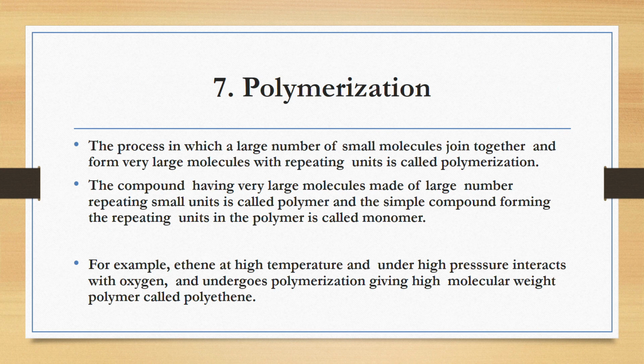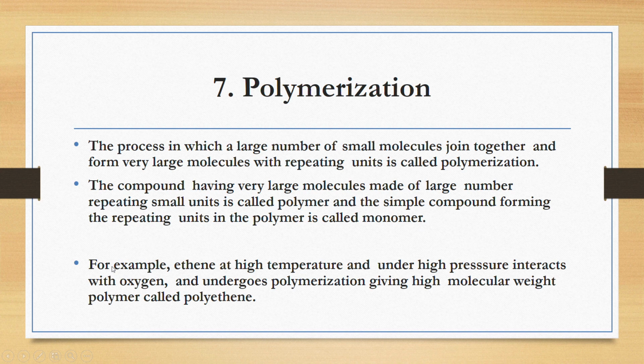Now let's see how polymerization takes place. The process in which a large number of small molecules join together and form very large molecules with repeating units is called polymerization. The compound having very large molecules made of a large number of repeating small units is called a polymer, and the simple compound forming the repeating units in the polymer is called a monomer.